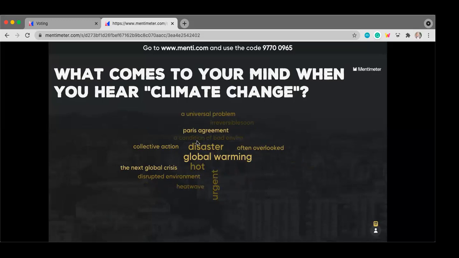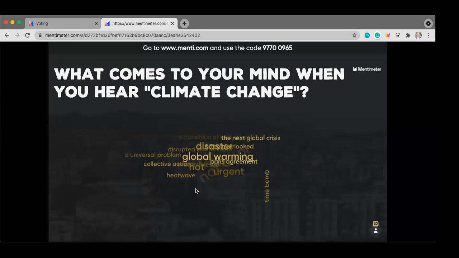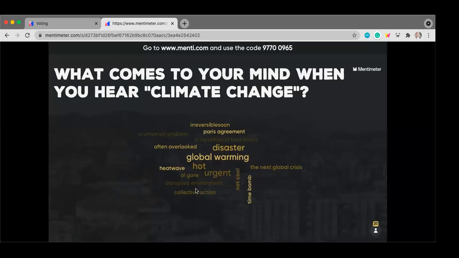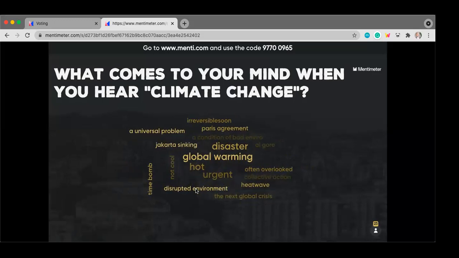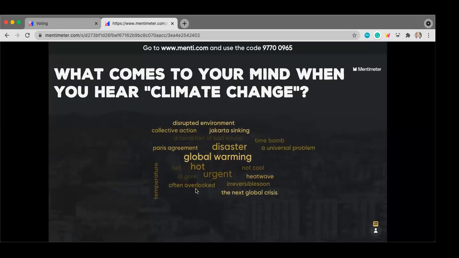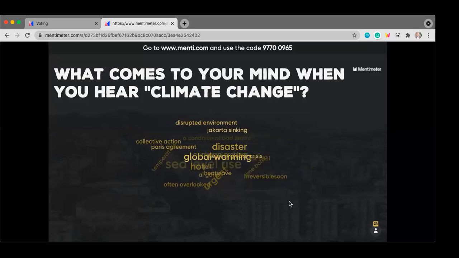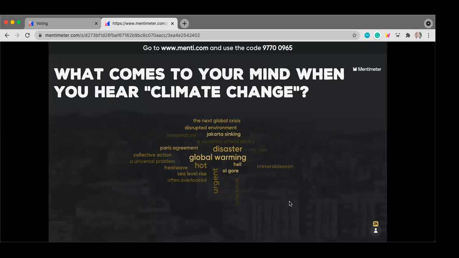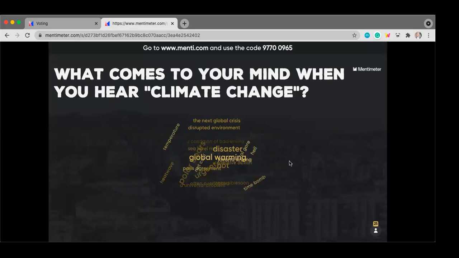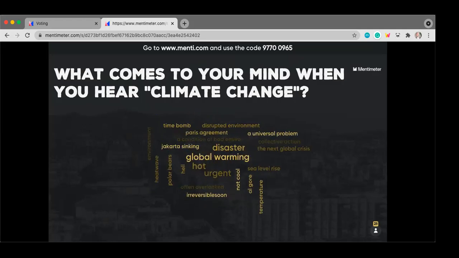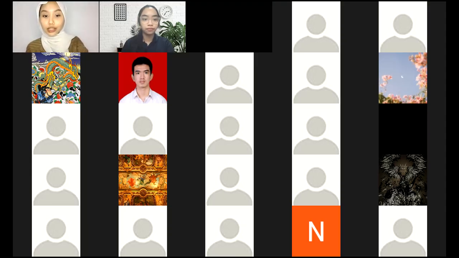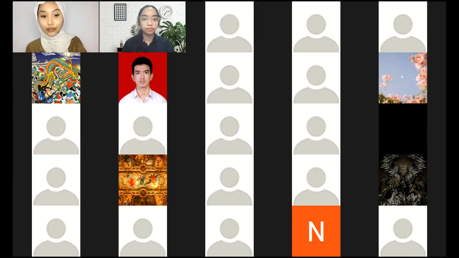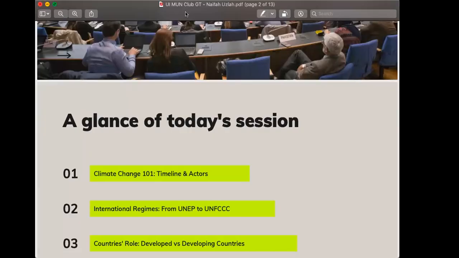Okay, so we could see here that there are actually a lot of words that come to our mind when we hear the word climate change. So it involves a lot of tragedies, a lot of things that might happen if climate change becomes worse. And it also is a topic that includes a lot of subtopics, such as heat wave, sea level rise, disasters, and so on and so forth. So with that, we're just going to start the presentation again. Since I see that a lot of you are already pretty familiar with climate change, we could actually start the presentation.